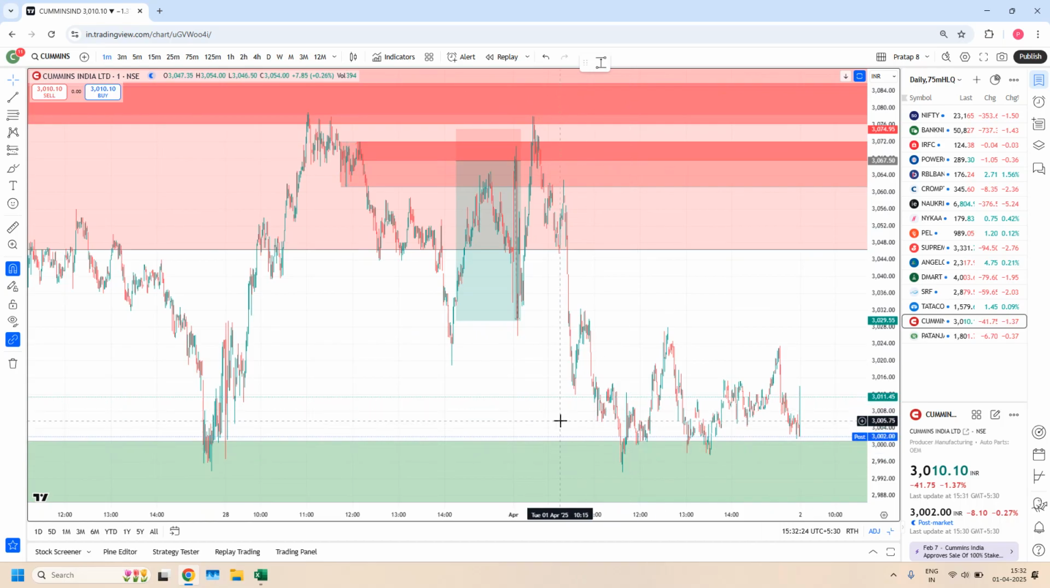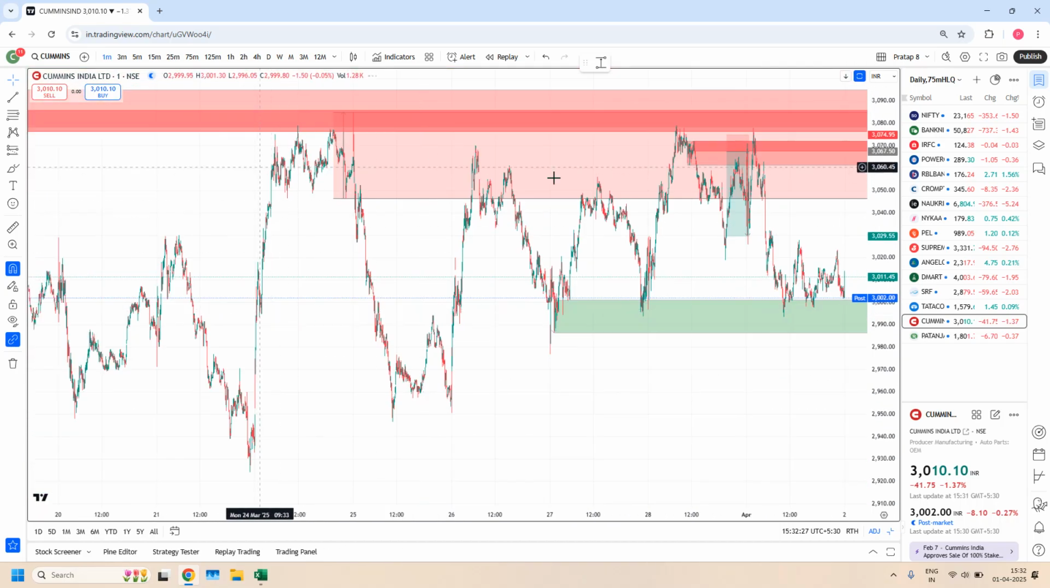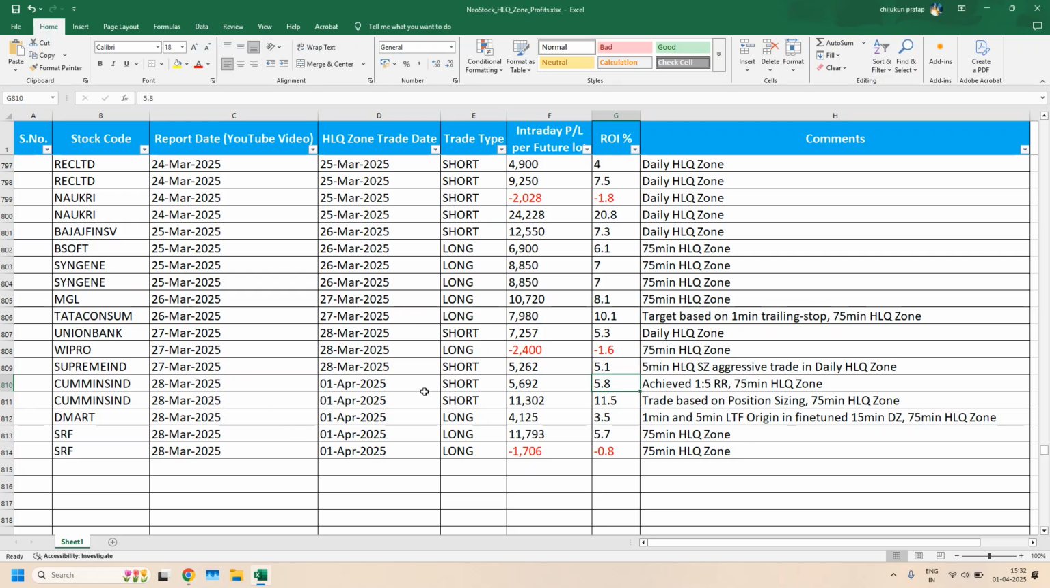And how much profit has it given? You know that lower time frame zones are very powerful concepts. And Cummins has given you 11,302 rupees, which is 11.5% ROI. Why has it given such a big ROI? Because margin cost is less than 1 lakh. One future margin cost for Cummins is less than 1 lakh.